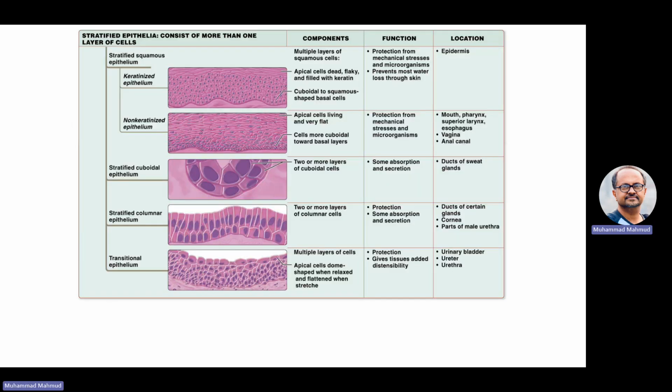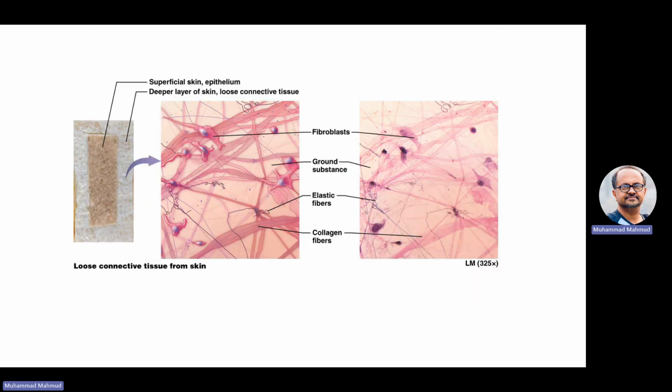Okay, so these four types of stratified epithelium, that means they have multiple layers of epithelium, and it can be stratified squamous, non-keratinized, found in vaginal wall, keratinized, found on skin, then stratified cuboidal, the ducts of the salivary glands, stratified columnar, and transitional epithelium.